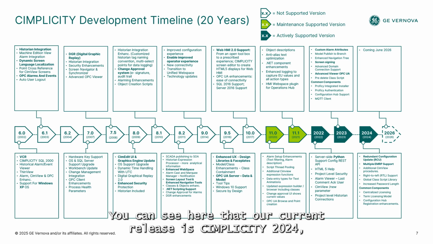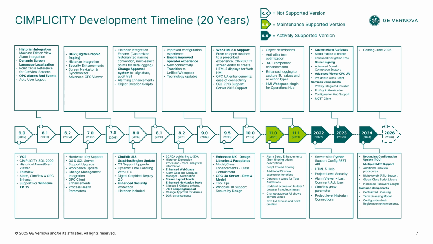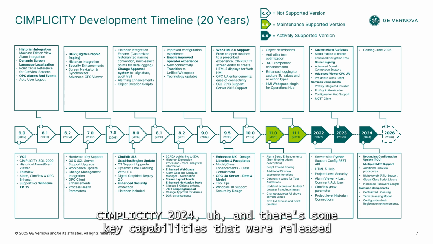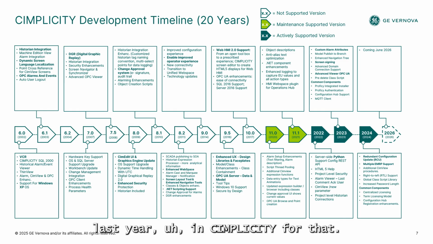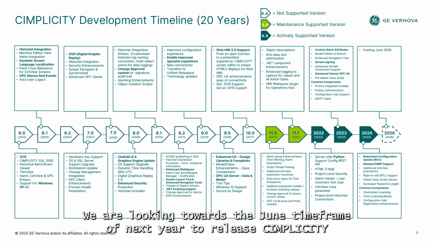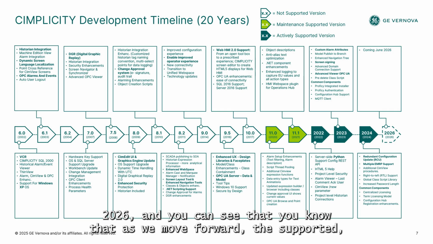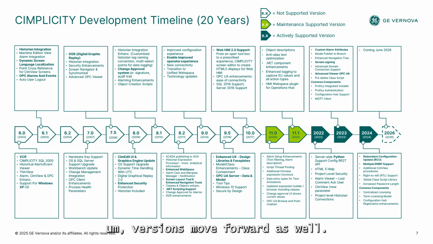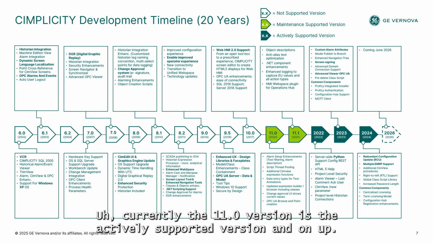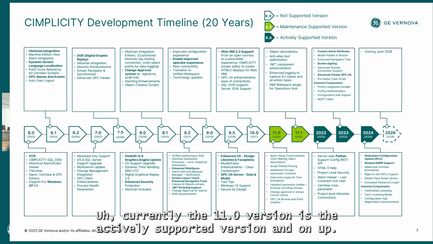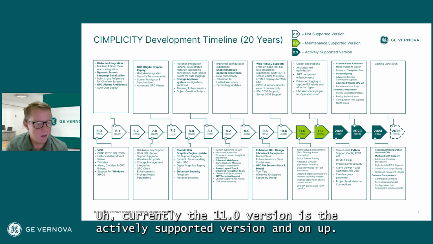You can see here that our current release is Cimplicity 2024. And there are some key capabilities that were released last year in Cimplicity for that. We are looking towards the June timeframe of next year to release Cimplicity 2026. And you can see that as we move forward, the supported versions move forward as well. Currently, the 11.0 version is the actively supported version and on up.